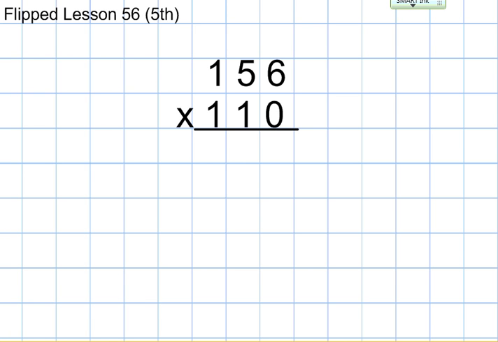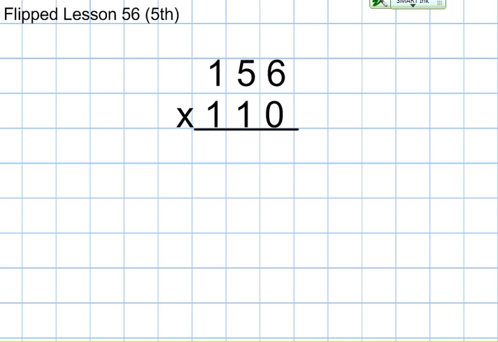Welcome to Flip Lesson 56 for 5th grade. Today we're going to continue looking at our multiplication by multiple digits, and this time we're going to include zeros in our numbers and how to handle those zeros as we go about this process.